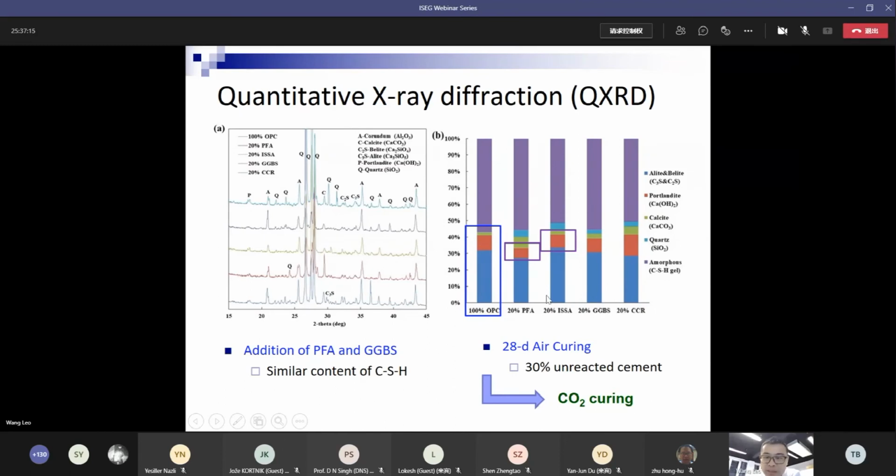But from this figure, we also find that there is more than 30% unreacted cement in this system. So in the marine sediment, the OPC with air curing is not very effective because the organic matter and heavy metals will delay the hydration process. So we want to use CO2 curing to facilitate the reaction.